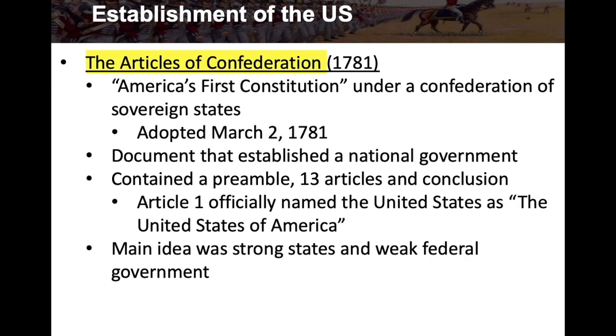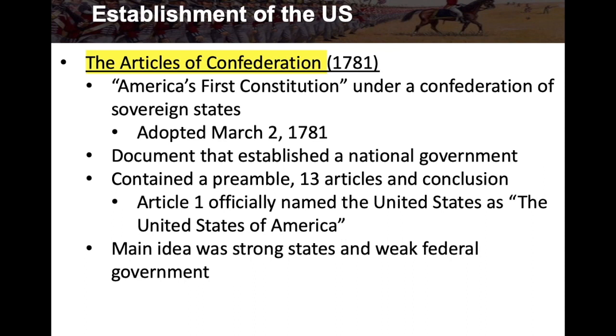Okay, so in regards to the establishment of the United States, they win the war, and now we have to set up a government. And so the first attempt is in 1781, actually before the Treaty of Paris, before the war actually ends. There's the Articles of Confederation, and this is known as America's first constitution, and it's under a confederation of sovereign states. That's what they said. So the Articles of Confederation is adopted March 2nd, 1781, and it's the document that establishes a national government.